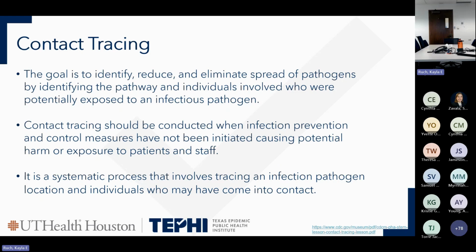Contact tracing should be conducted when infection prevention measures have not been initiated or there's been a breach in infection prevention barriers, PPE, processes, or HVAC systems when handling infectious material or an infectious patient. Anytime there are any breaches or lack of infection prevention protocols initiated, you'll want to conduct this to, again, rapidly identify who has been potentially exposed and reduce the transmission.